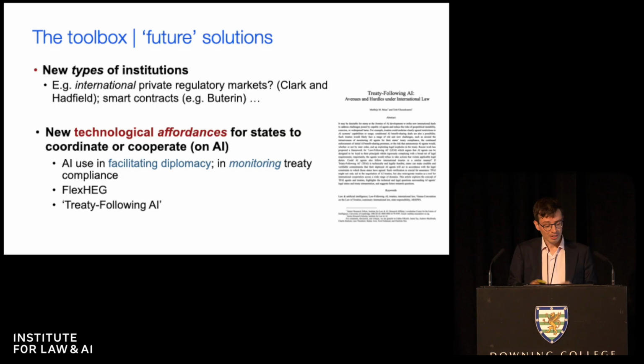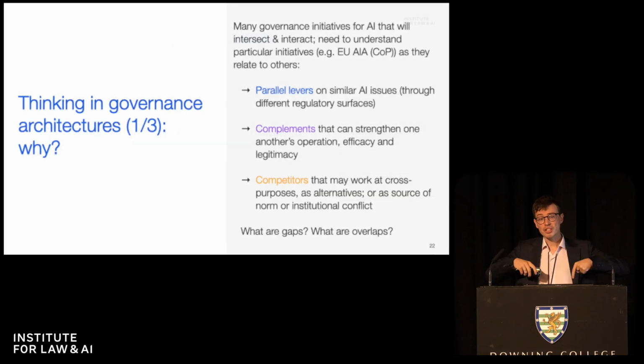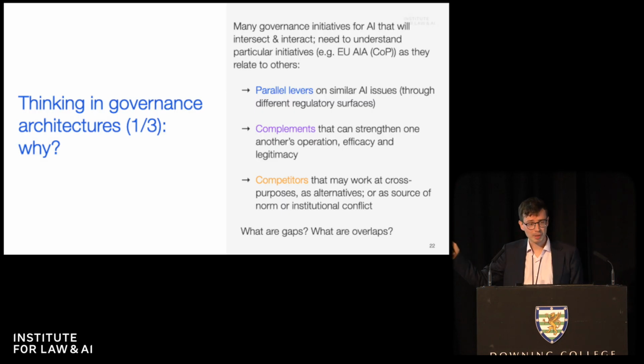Finishing off, why is it useful to have this broader sense? Many of these other governance initiatives, like the Code of Practice or the EU AI Act, aren't operating in a vacuum. We need to understand how they relate to each other. We need to think about how they can be parallel, how they can be complements, and how they can be competitors. And okay, I'll jump to the end now.